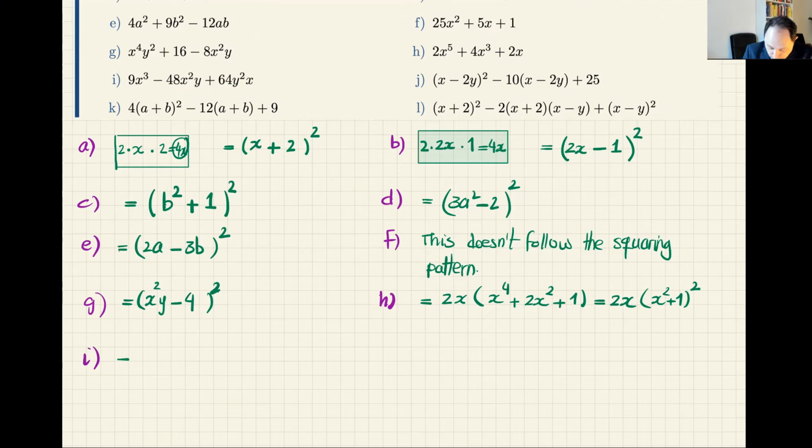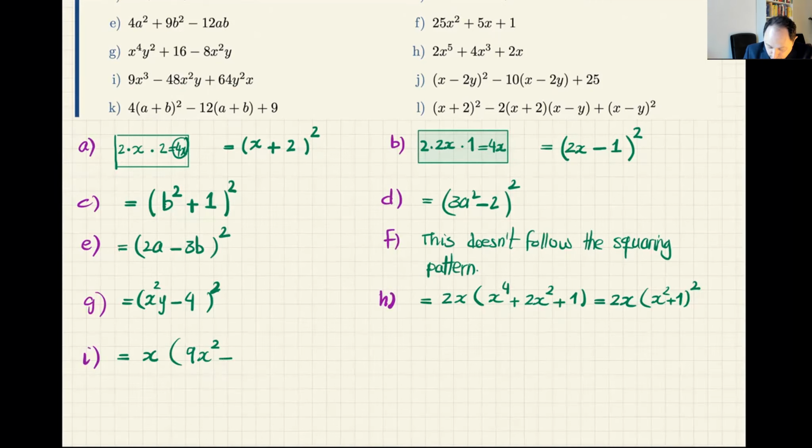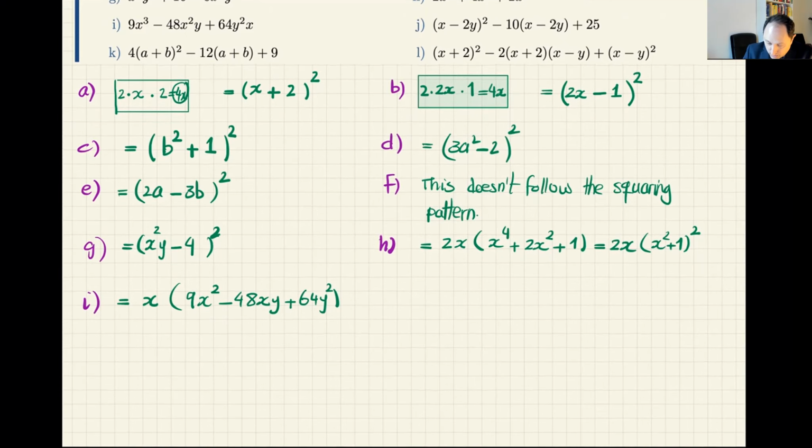So just do it, okay? Because that brings you a point. I take x out. What is left from the first one is 9x squared. What is left from the second one is minus 48xy. And from the last one, 64y squared. Okay, so first of all, again, you get 1. If this is from 2 points, you get 1 point here, because this is indeed a product.